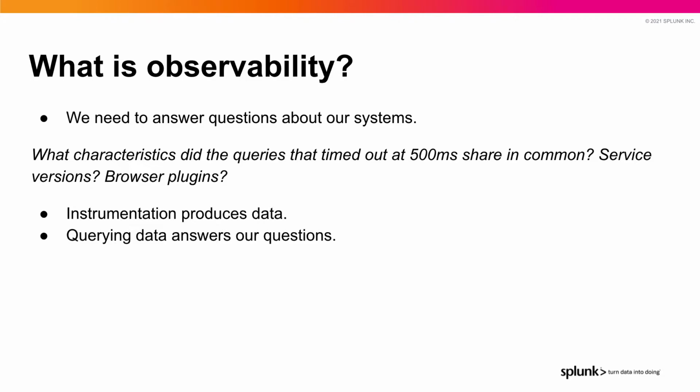So what is observability? Observability really helps us answer questions like, what characteristics did the queries that timed out at 500 milliseconds share in common? Service versions, browser plugins, there could be many different things when we're dealing with distributed systems. Really, monitoring isn't just cutting it anymore. We really need to understand exactly what's going on, and with distributed systems, this can become a bit of a headache. Instrumentation really just produces the data, and querying that data answers your questions, and you'll send that data to a backend like Splunk.